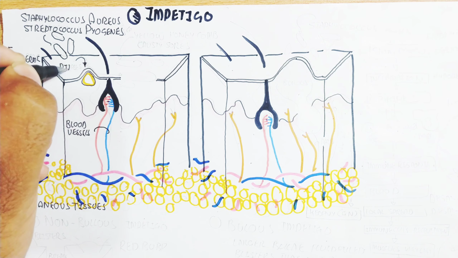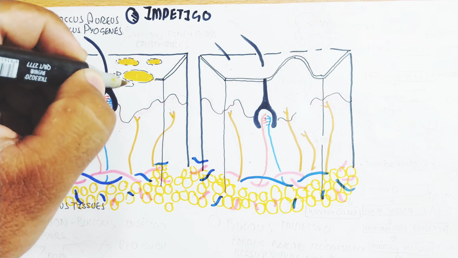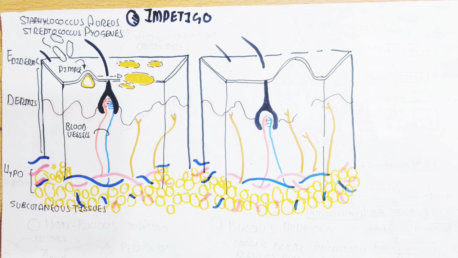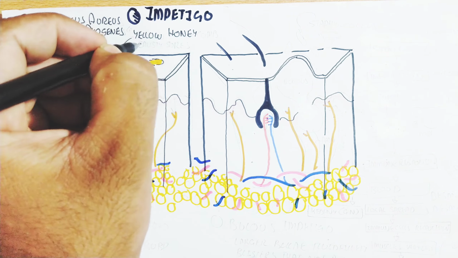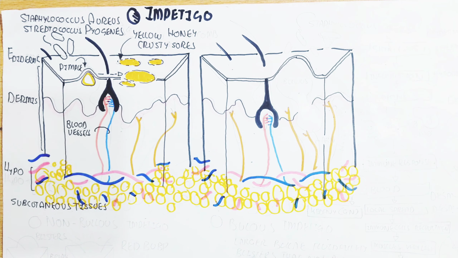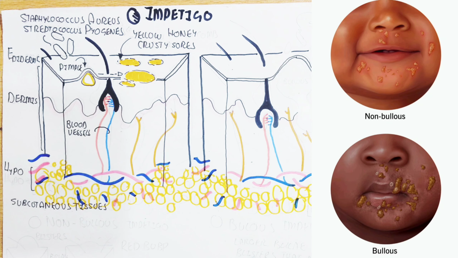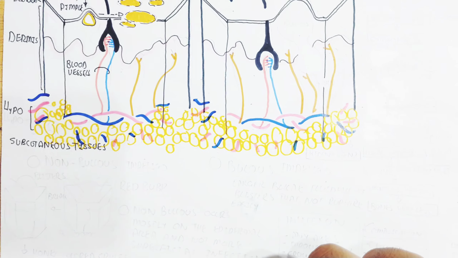This is the blood vessel which transports oxygen and nutrients to the hair follicle, while this is the yellow crusty sores, which will occur surrounding the mouth. So remember about that. In this way, the yellow honey crusty sores will occur, and the impetigo can be non-bullous or bullous. Bullous means the bulla are present, while non-bullous means the yellow honey crust as shown in the diagram, which is basically crusty sores.